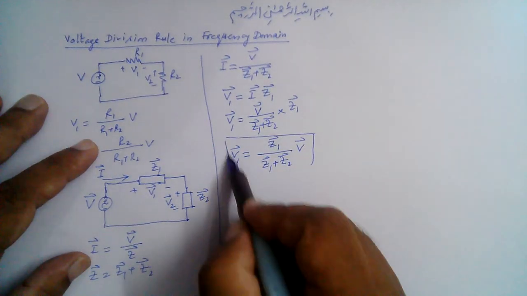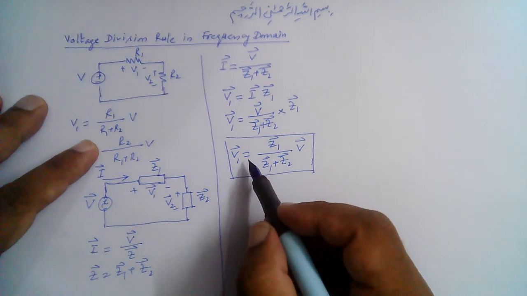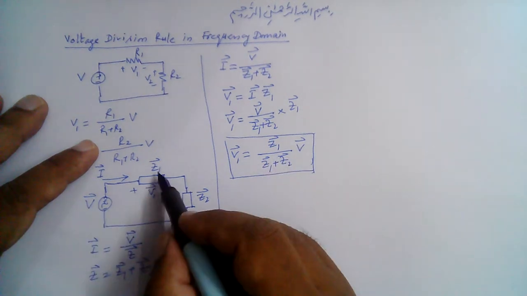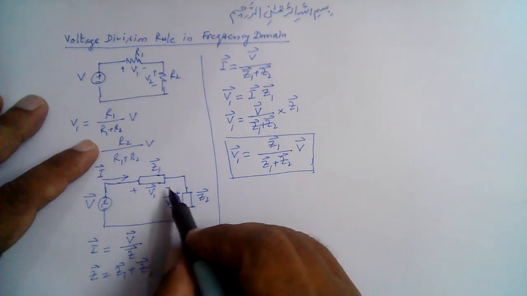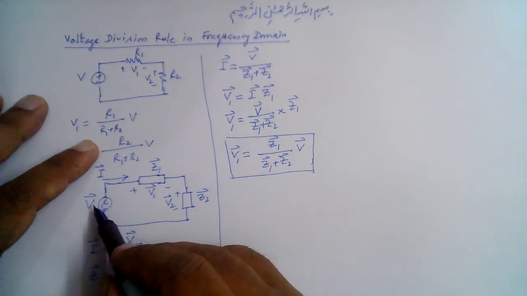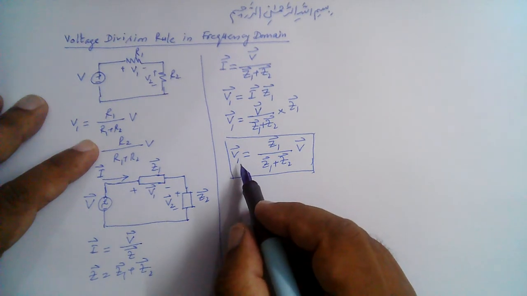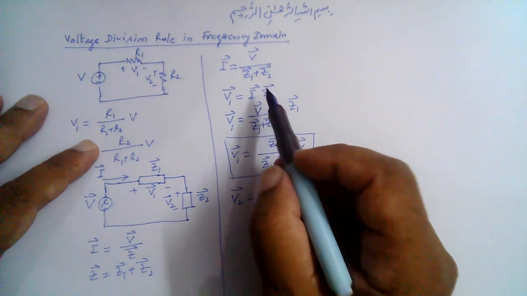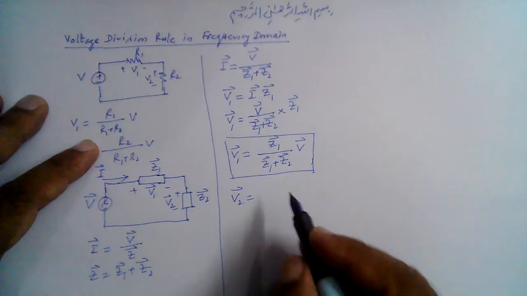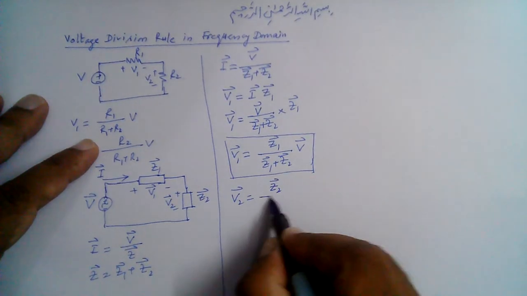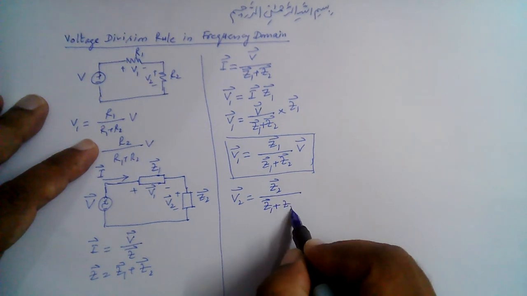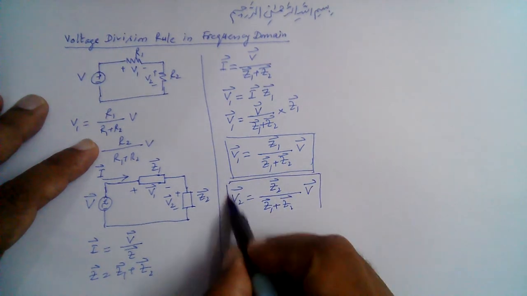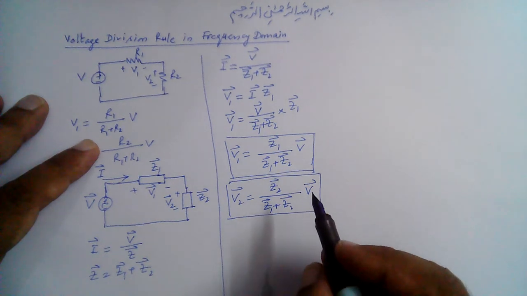So this is the voltage across impedance Z1, V1, which is equal to this ratio multiplied by this voltage source here. So Z1 divided by the sum of the impedances, that's the equivalent impedance, multiplied by this voltage will give us V1. Similarly, V2 will be equal to I multiplied by Z2, and if we substitute the value of I here, we will get a similar term: Z2 divided by Z1 plus Z2 multiplied by V here. So this is the voltage gain rule, or VDR, in the frequency domain.